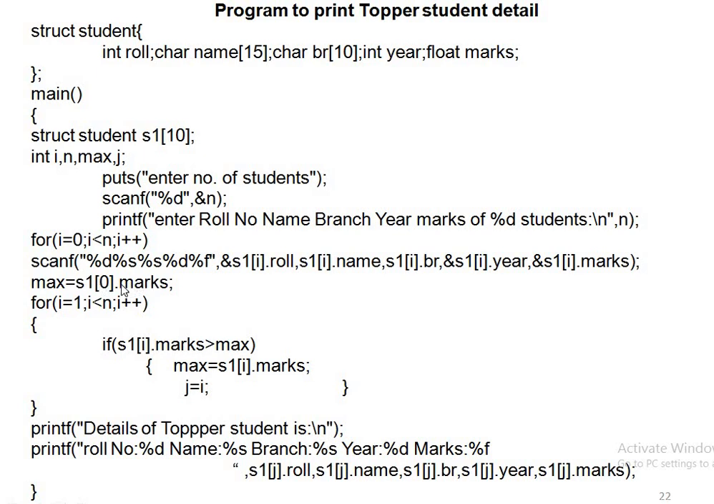All the students from S1[0] to S1[9] will have different separate marks, and we have assumed that the first student is the topper, so the marks of the first student are maximum. Then from the second student to the last student, we will compare the marks of each student with our assumed marks, and if anybody has got more marks, then that will be the max, and that index value will be stored in j. After the loop executes completely, we will print all the information regarding the jth student because it is the topper student.